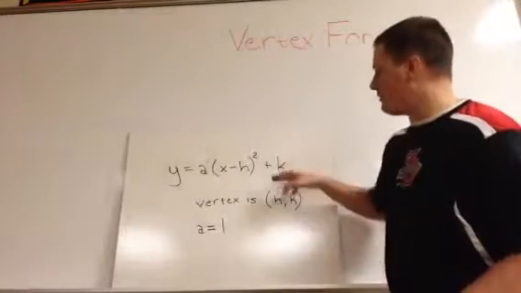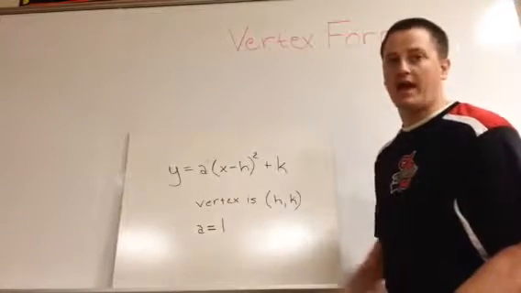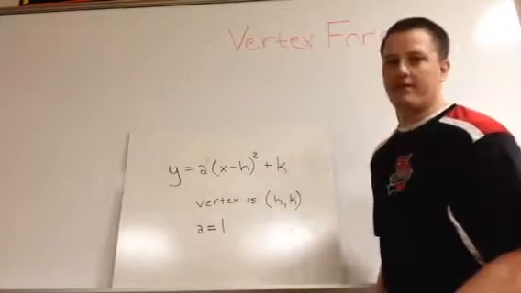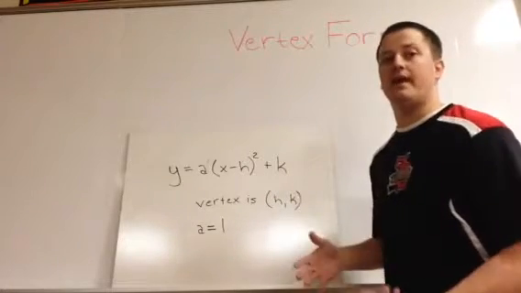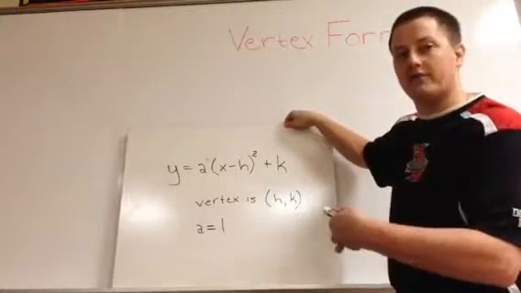K is more straightforward as it has a plus sign in front of it. So if you see a positive k, that means that k is actually positive. And if you see a minus sign in front of it, that means that k is actually negative. So let's get into how this works from a graph and how to create vertex form.